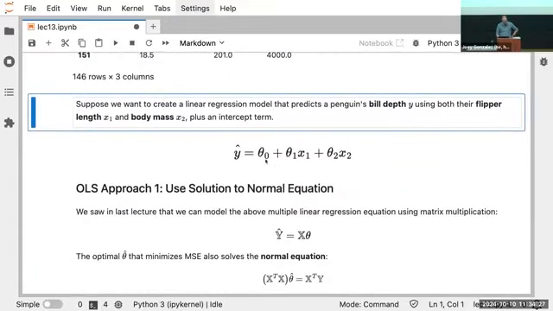Here's my model. I decided to add an intercept term. So I want an intercept plus theta 1 times flipper length, and then theta 2 times body mass. How many dimensions is this model? What is P for my covariate matrix? Correct, it is 3. How many parameters are in this model? 1, 2, 3. Got it?